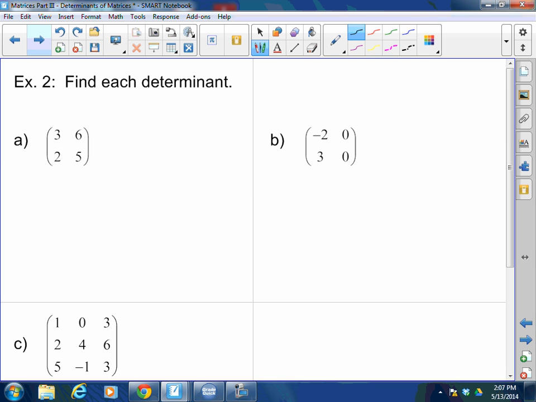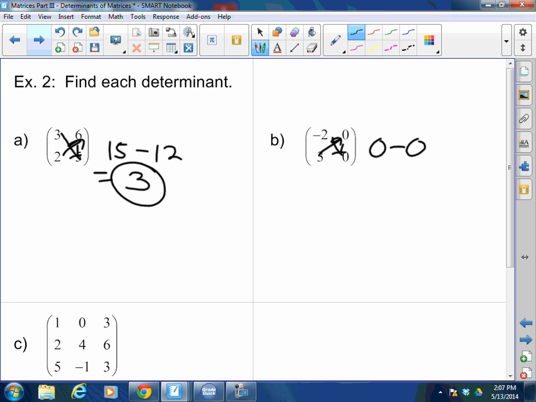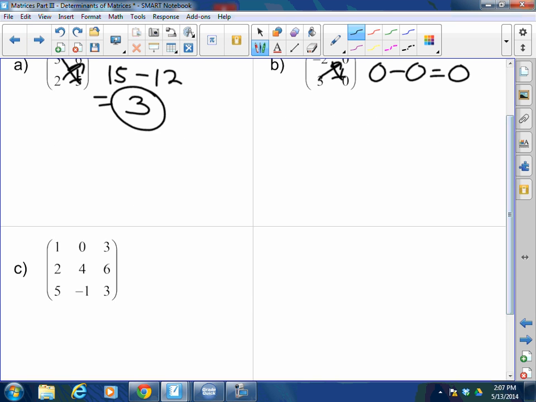Let's find a determinant. Okay, 15 minus 12. Done. My determinant is 3. Let's find a determinant. 0 minus 0 is 0. Done. Let's find a determinant. I got a 3 by 3. Take the first 2 columns and write them right next to it. Repeat them.